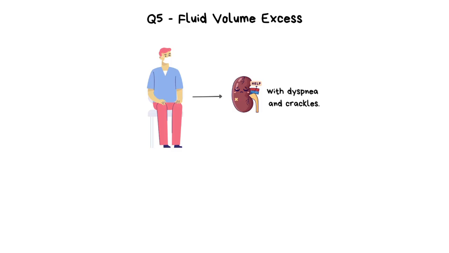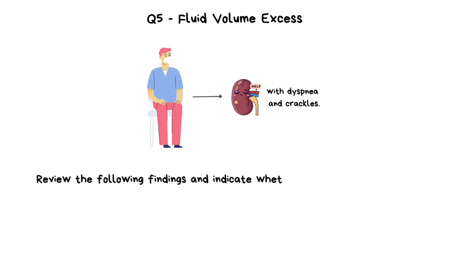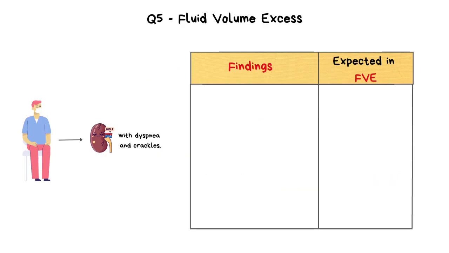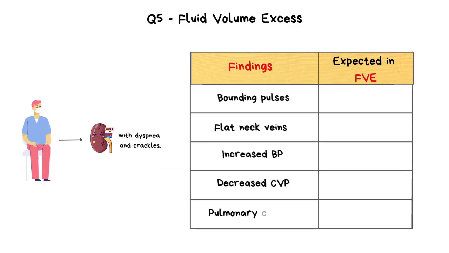Now let's shift from local IV site problems to a systemic issue, fluid volume excess. Here's the scenario. A client with chronic kidney disease presents with dyspnea and crackles. Review the following findings and indicate whether they are expected in fluid volume excess or not expected. Bounding pulses, flat neck veins, increased blood pressure, decreased central venous pressure, pulmonary crackles. Pause and make your matches.